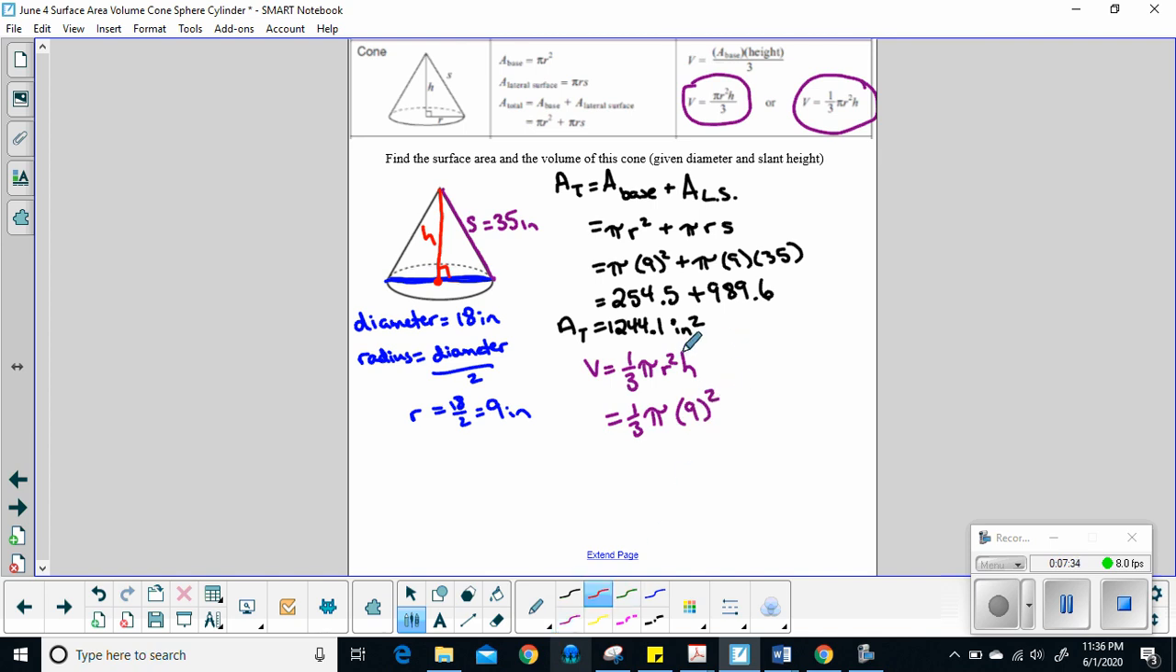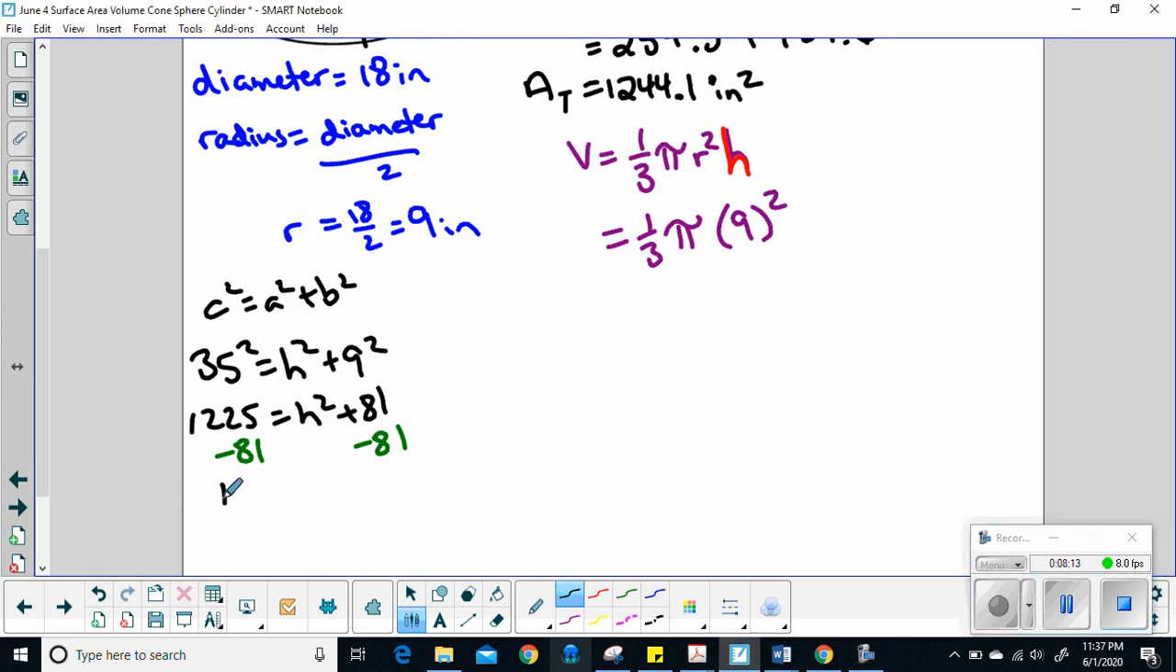Height, no, I don't have that yet. Pythagorean theorem. C squared equals a squared plus b squared. So C is my slant height, that's my hypotenuse, equals h is what I need, plus base. So my base is going to be that 9 radius. So let's see, 35 squared is 1225. 1225 equals h squared plus 81. Bring that 81 over to the other side, minus 81 minus 81.